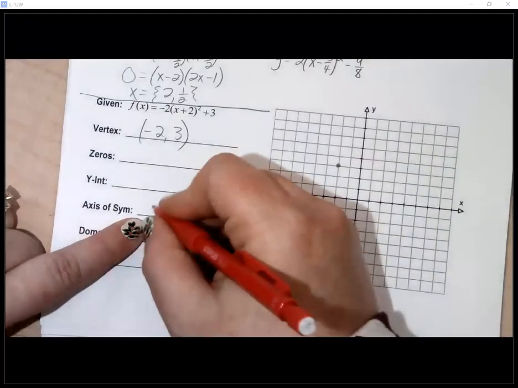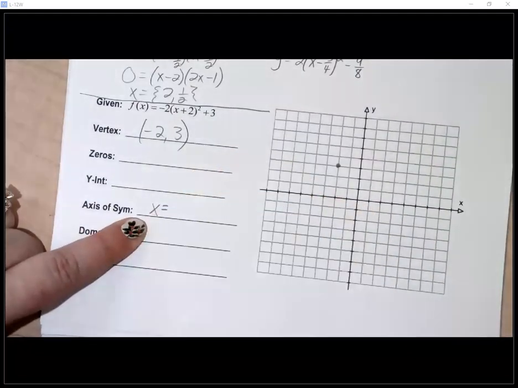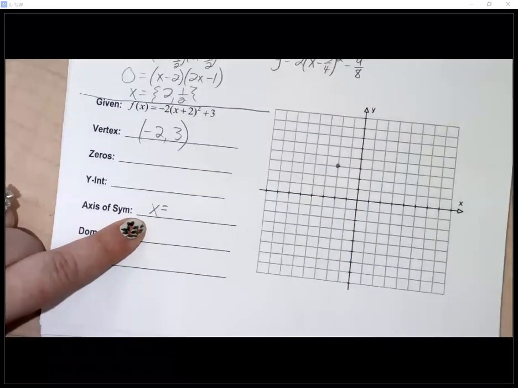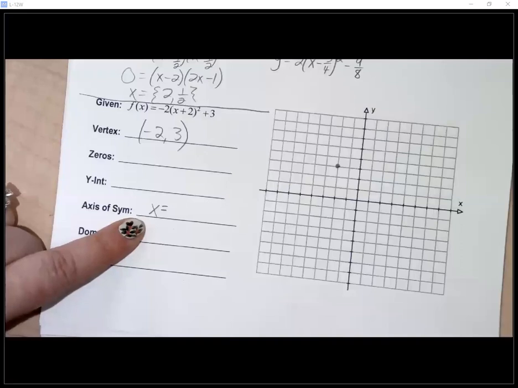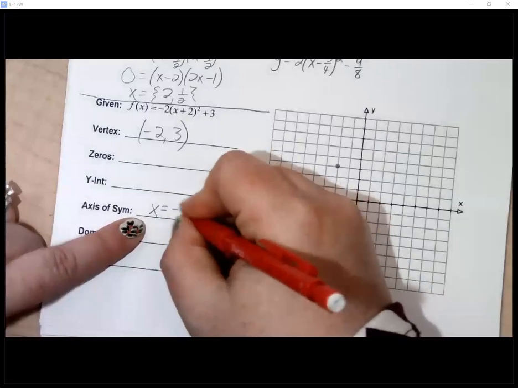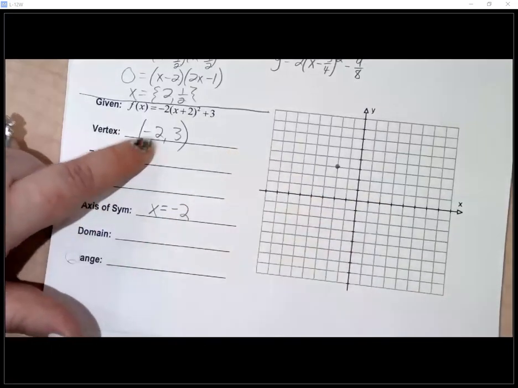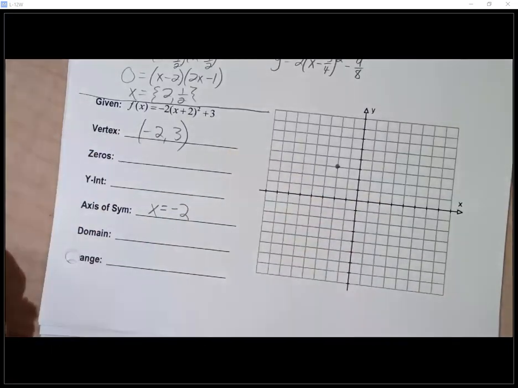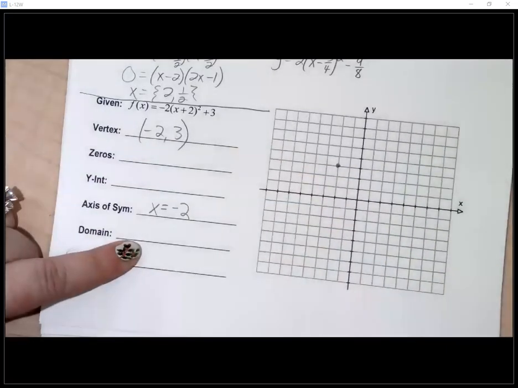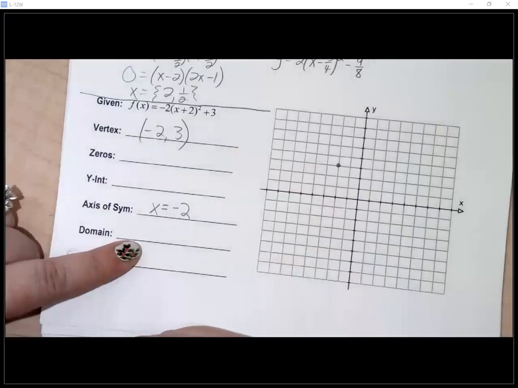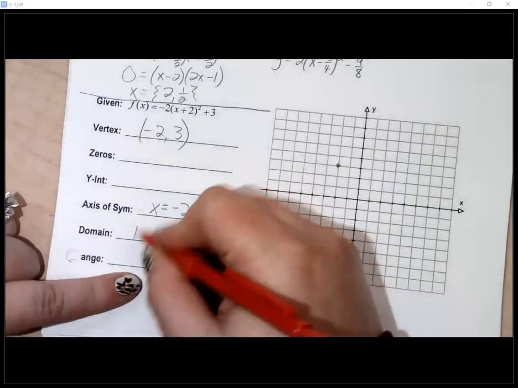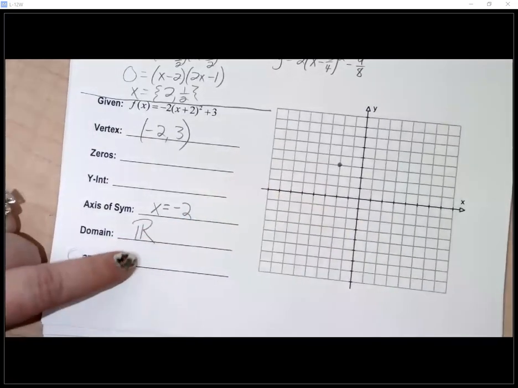X equals what? Say it louder. -2 is right. It's always just whatever the x coordinate of your vertex is. That's all. Domain, it's a quadratic, so you know the domain is always going to be reals. Let's do the range after we get the graph done, I guess.